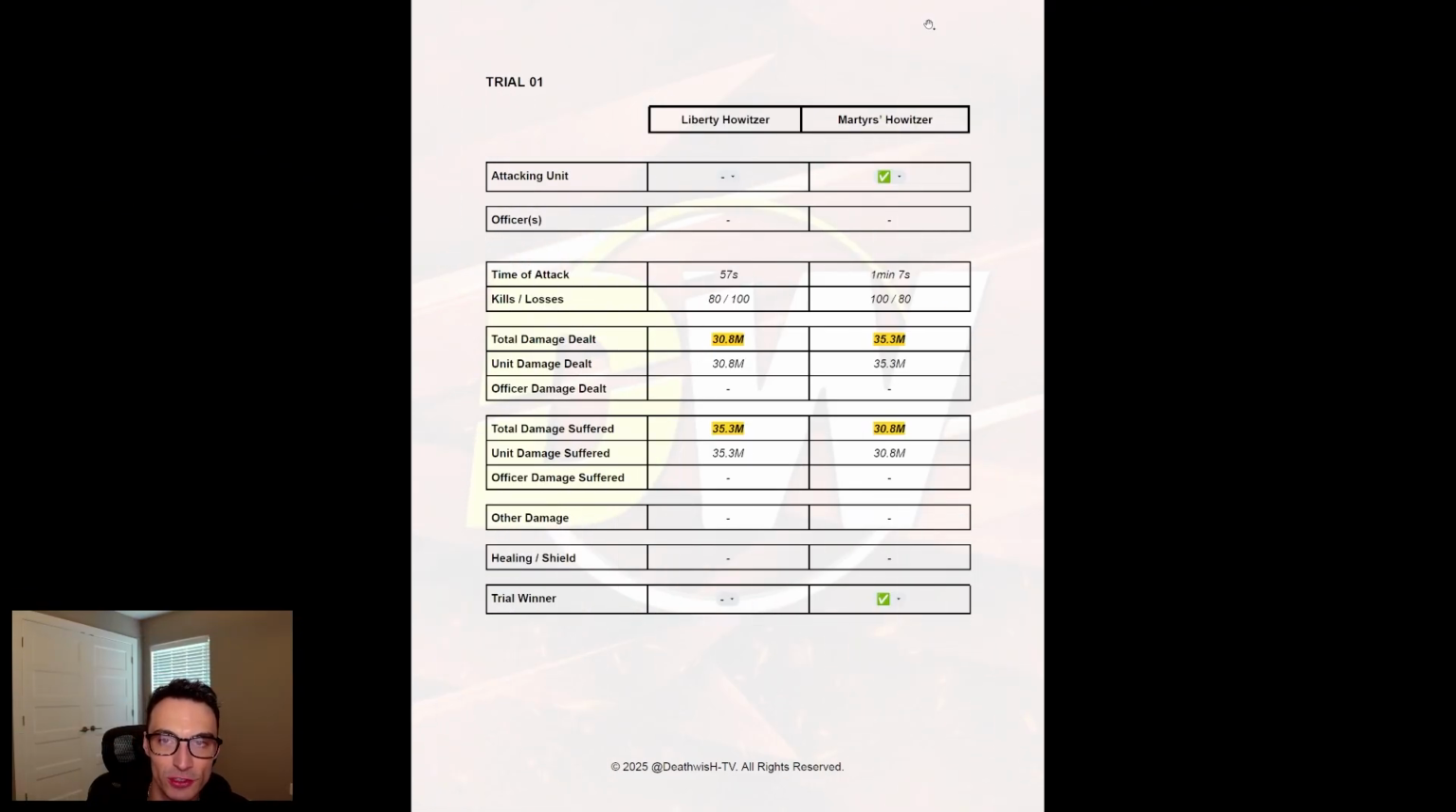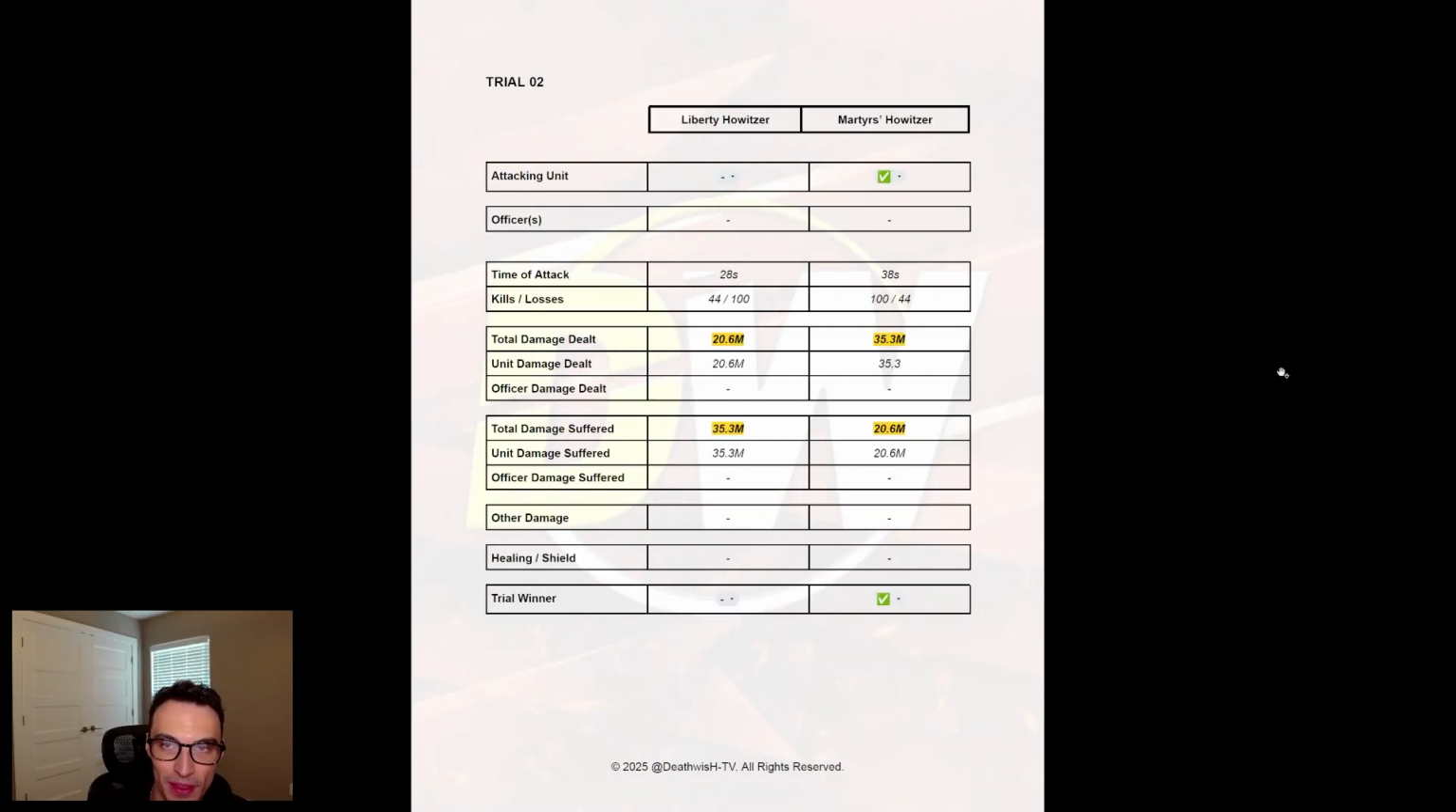So this here is trial 1. Attacking unit was the Martyr Howitzer. We did not use any officers. Again, I am not going to go through all of these different numbers because I've got a cumulative report at the end I'm going to show you. But you can see in trial 1, Martyr Howitzer started the attack and also won the attack.